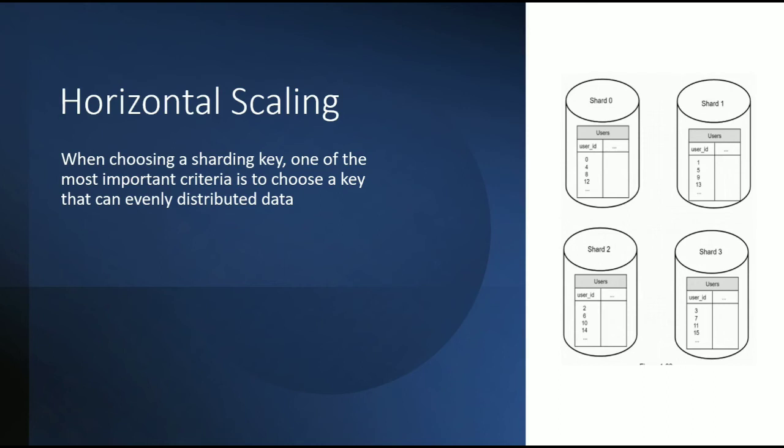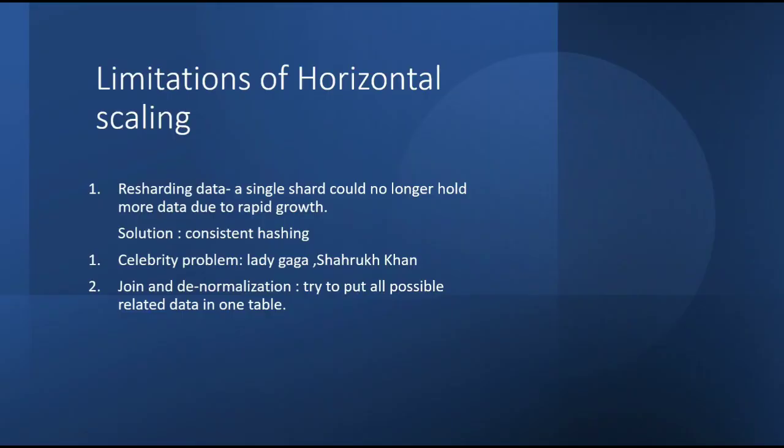Again, horizontal scaling has some problems or challenges, which is resharding. As I told, if you are not able to define a perfect hash function, it will be in a condition where one shard will be getting full data. So to avoid this problem, we will see consistent hashing.